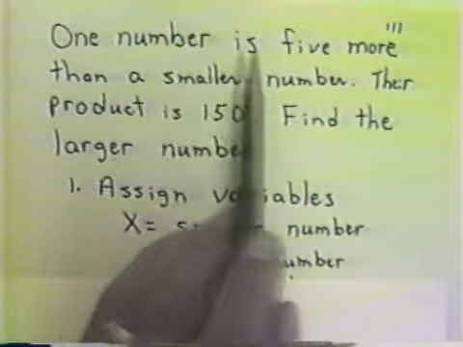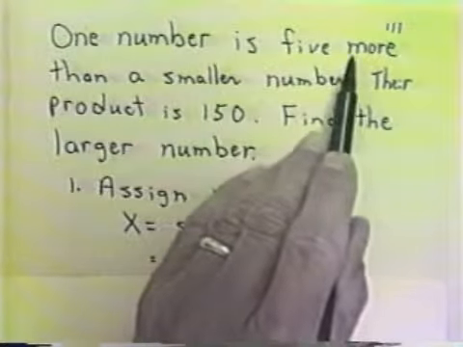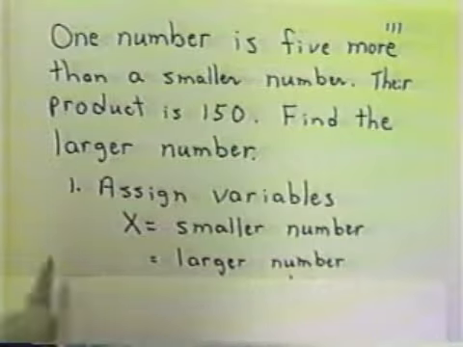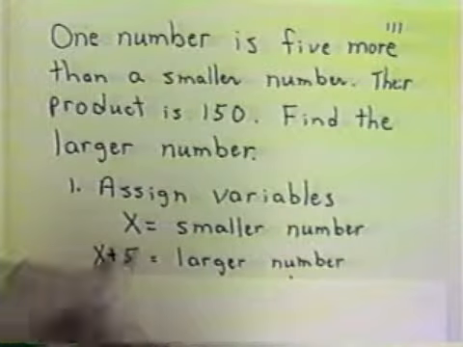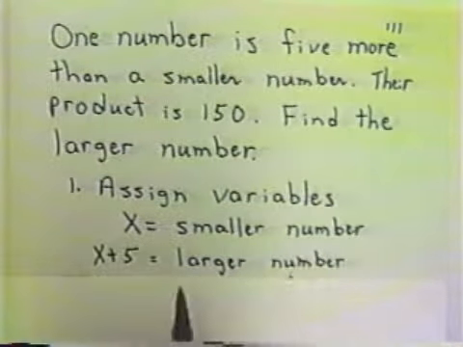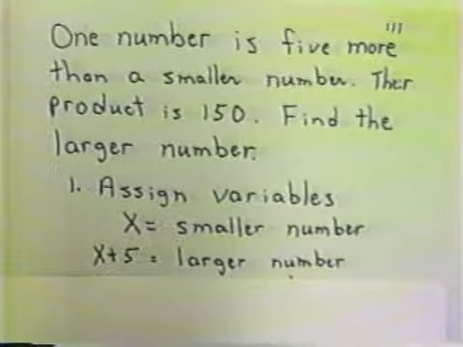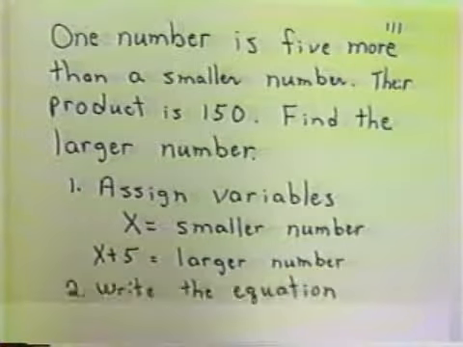Now the larger number is 5 more than a smaller number. More, 5 more. More means that you add. So the larger number is going to be x plus 5. 5 more than the smaller number. The larger number is 5 more than the smaller number. We only have 2 variables, so now we are through assigning variables.